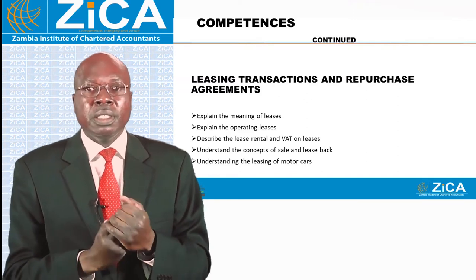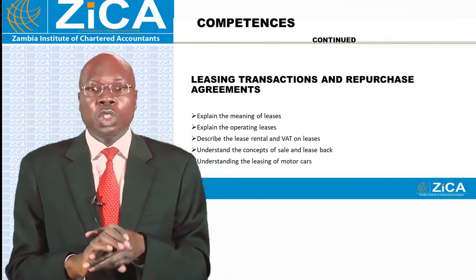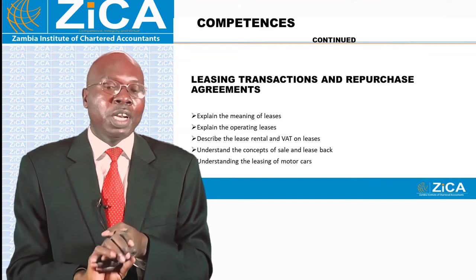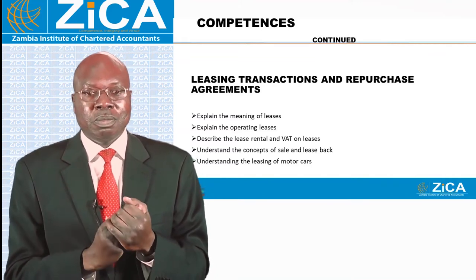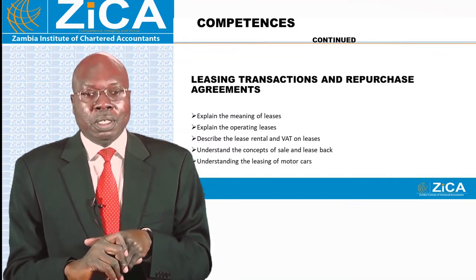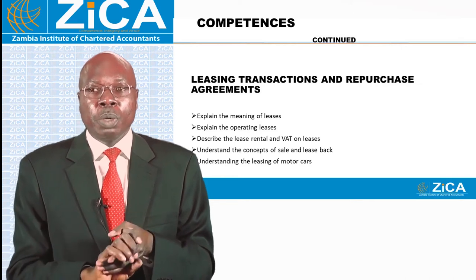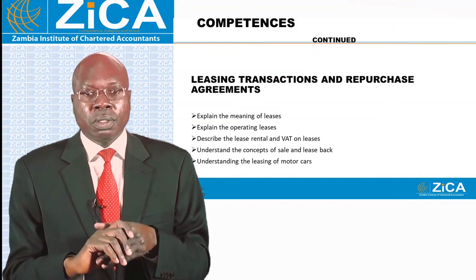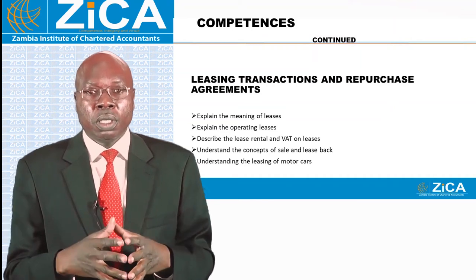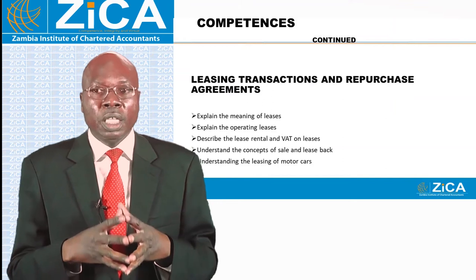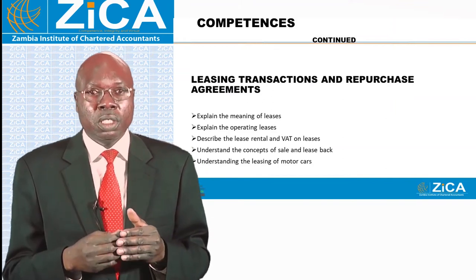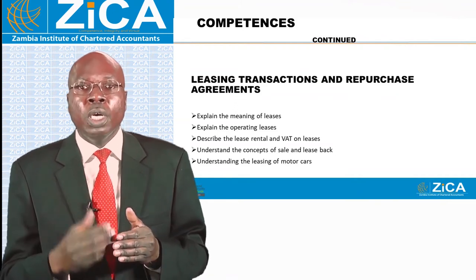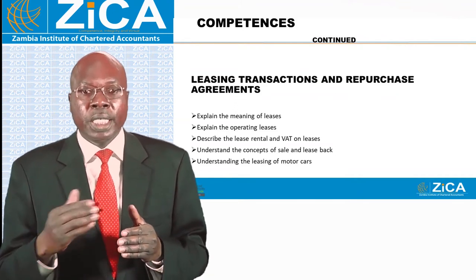An operating lease is a short-term kind of lease. In other words, it's defined as a lease other than a finance lease. When you look at the characteristics of an operating lease, it's purely renting an asset for a given period of time. In other words, it does not transfer the risks and rewards of ownership of an asset to the lessee.